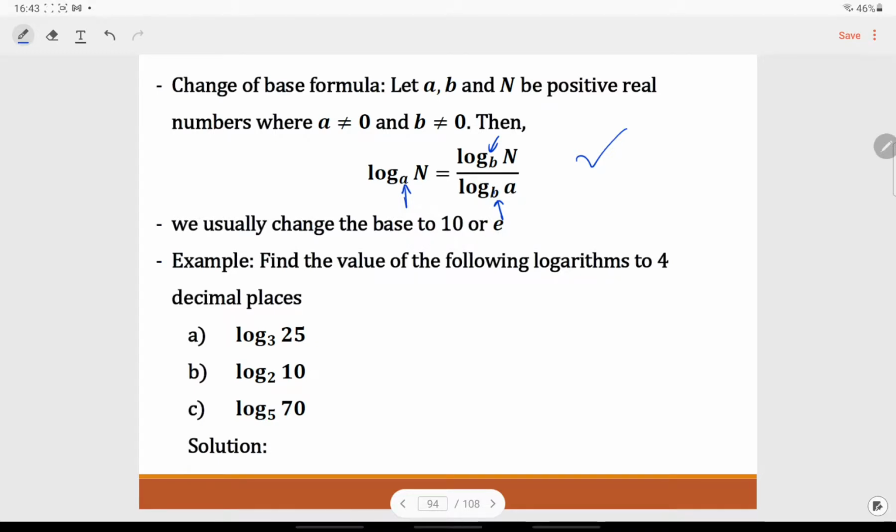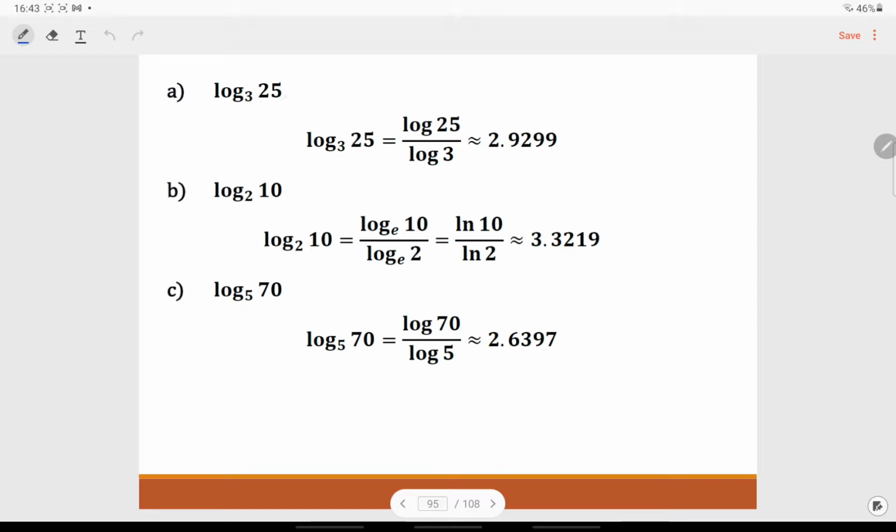Okay, we consider the following example. Find the value of the following logarithms to 4 decimal places. So how to solve this problem? Okay, so from log 25 base 3. In order to use your calculator, you need to change the base from 3 to 10. So we have log 25 to the base 10 over log 3 to the base 10. So use your calculator. So this is the answer.